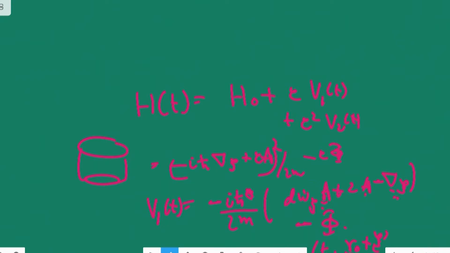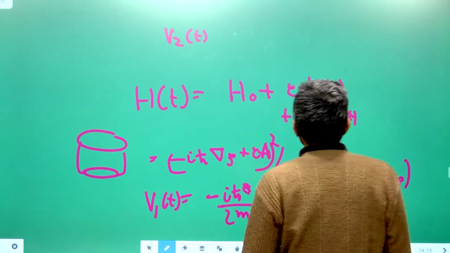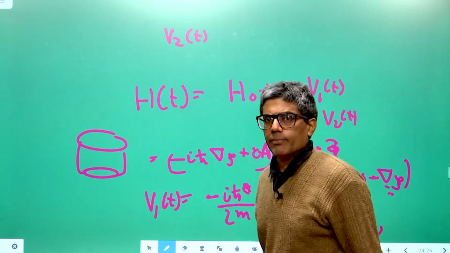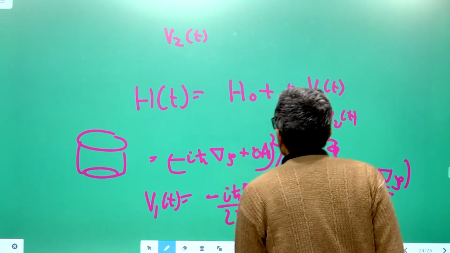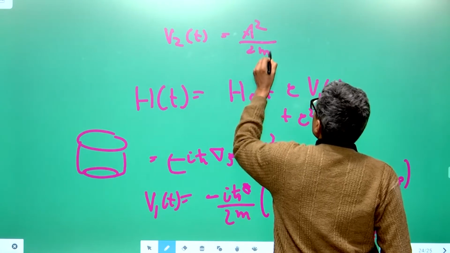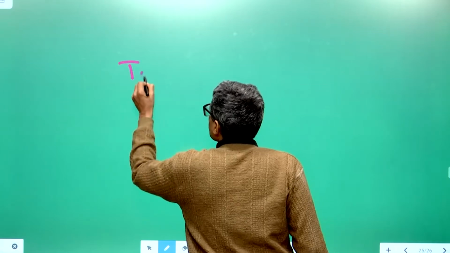And what about V2(t)? V2(t) is the order e square. I am expanding the Hamiltonian in powers of the electronic charge, because electronic charge is a convenient perturbation parameter. So V2(t) is nothing but A square by 2m. So now we can apply perturbation theory to this, time dependent perturbation theory.